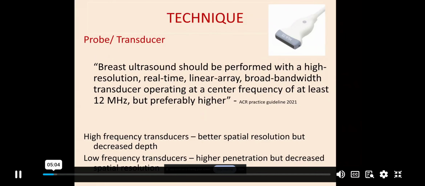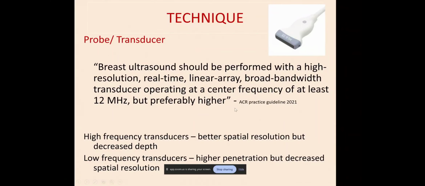Whenever you start a breast ultrasound, the first thing you have to do is choose the correct probe or transducer. The ACR practice guideline says that breast ultrasound should be performed with a high resolution, real-time, linear array, broad bandwidth transducer operating at a center frequency of at least 12 megahertz, but preferably higher. So what does it mean? You have to use a linear transducer with at least 12 megahertz frequency.